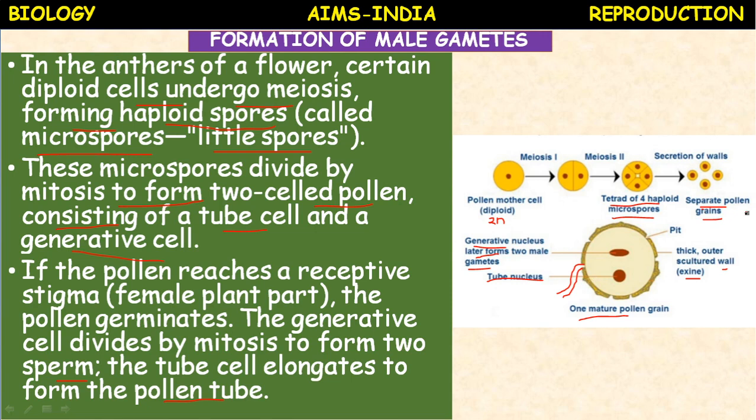In the anther, the pollen mother cells, PMC, undergo meiosis and produce 4 pollen grains, each pollen grain consisting of a generative cell and a tube cell. This tube cell develops into the pollen tube during the germination of the pollen grain when it reaches the stigma of the flower, and the generative nucleus breaks into two male gametes, two male nuclei.